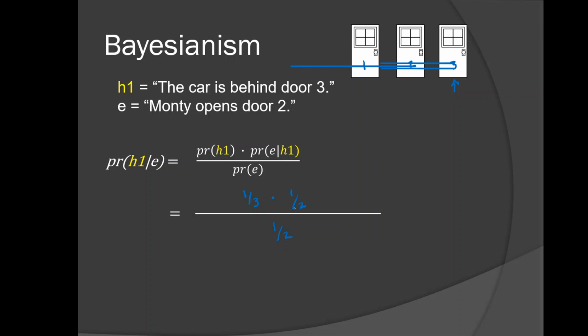So this one turns out to be fairly easy to solve. 1/3 times 1/2 divided by 1/2, we know that those cancel, equals 1/3. So what I want to point out here is that this is our posterior probability of the hypothesis, right? And this was our prior probability of the hypothesis. Okay? So what's happened is when Monty opened door number 2, he didn't do anything that makes a difference to the probability of H1. The probability that the car is behind door 3 was 1/3 before Monty opened door 2, and it stays 1/3 after Monty opens door 2.